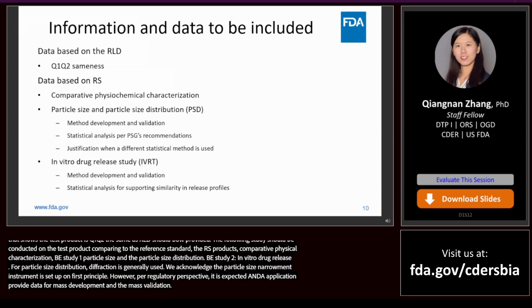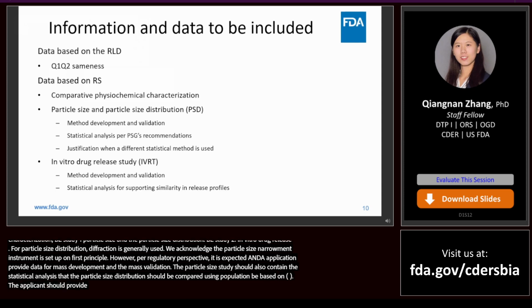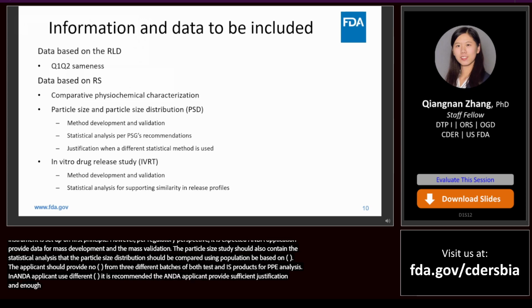The particle size study should also contain the statistical analysis that the particle size distribution should be compared using population bioequivalence based on D50 and span. The applicant should provide no fewer than 10 datasets from 3 different batches of both test and RS products for PBE analysis. If an applicant uses a different statistical method, it is recommended the applicant provide sufficient justification and enough data to support the proposed statistical method.